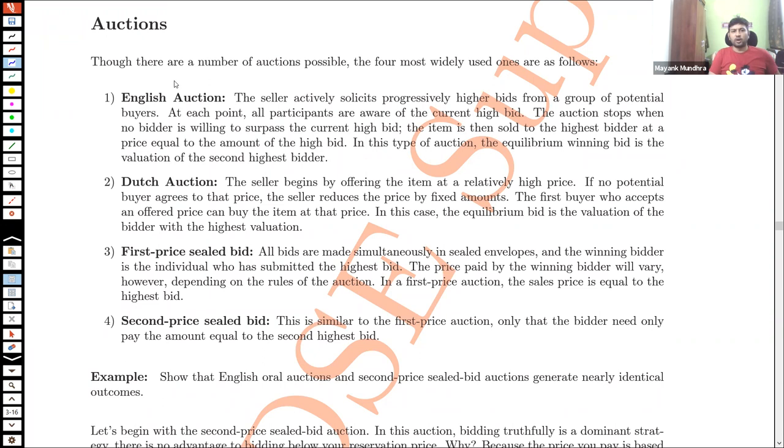Okay, auctions. There are a number of auctions possible. The four most widely used ones are English auction, Dutch auction, first price sealed bid, and second price sealed bid. Now, what is an English auction? It is a standard auction procedure. You put something on the table that you want to sell and invite bids. People keep going up and up on their bids, and eventually, when nobody is going to outbid someone, that someone wins and pays whatever he has bid. So that's an English auction.